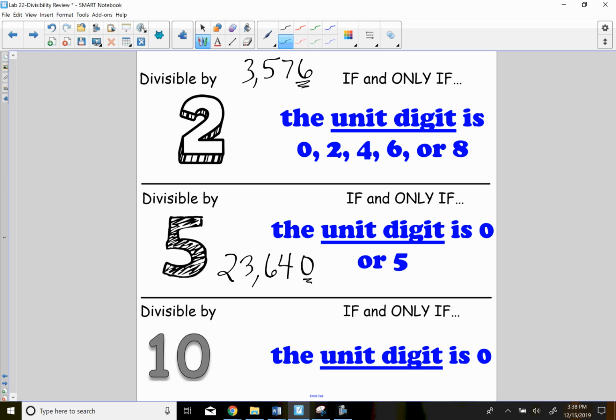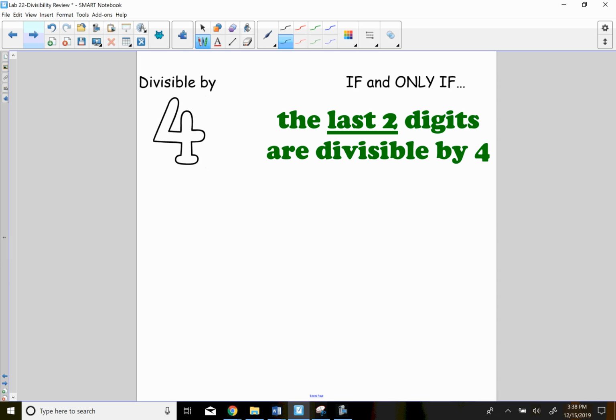So a number divisible by 5 might be 23,640 because it ends in 0 or 5. And divisible by 10, this number is divisible by 5. It's actually also divisible by 10 because it ends in 0, and it's also divisible by 2 because it ends in an even digit.